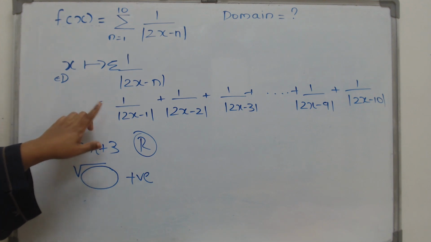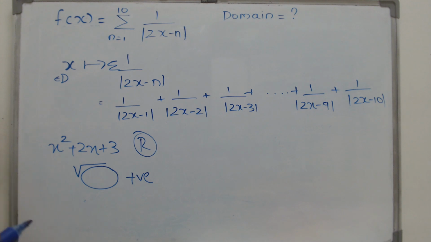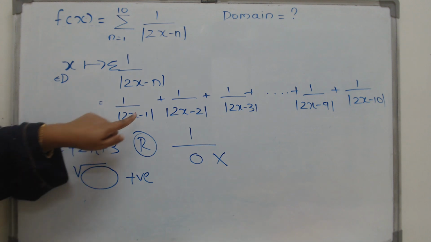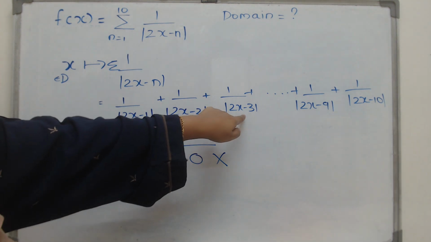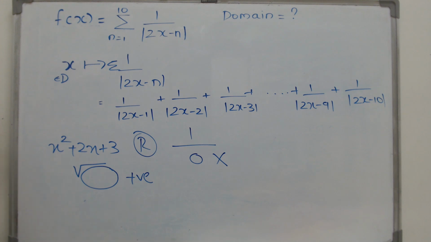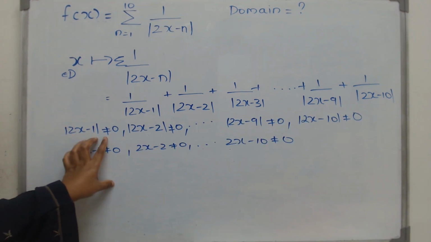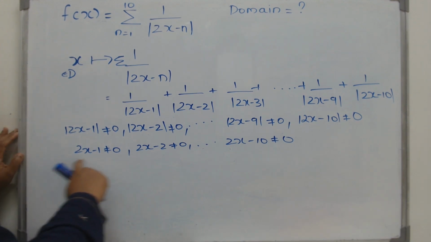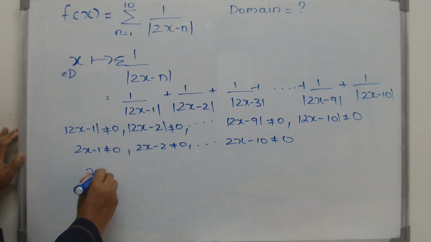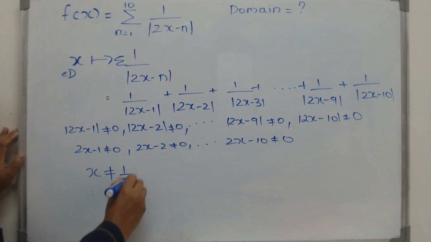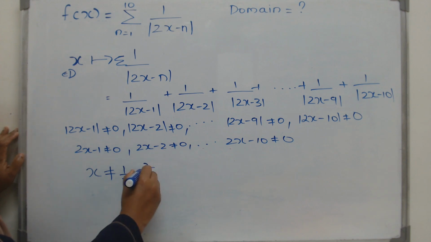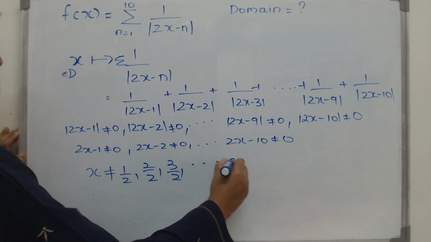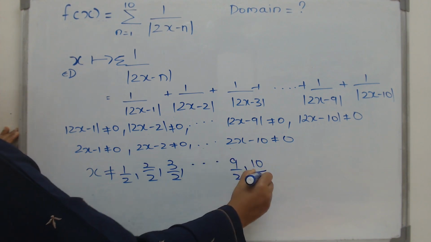Similarly, the rational functions also come with a restriction. What is the restriction? Its denominator cannot be 0. That means each of these denominators cannot be 0. When the modulus of a number is not 0, the number itself will be not 0. That means all of these terms cannot be 0. That means x cannot be 1 by 2, and x cannot be 2 by 2 or 3 by 2, or go on like that, 9 by 2, 10 by 2.